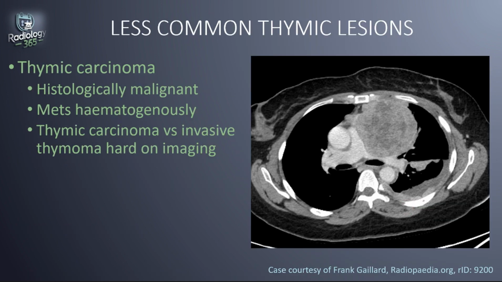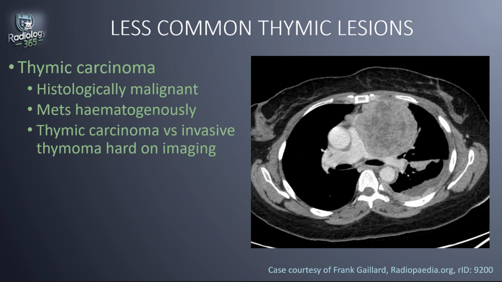Next, we'll talk about some less common thymic lesions. We'll start off with a thymic carcinoma. Now, unlike a thymoma, thymic carcinoma is histologically malignant, very aggressive, and it often metastasizes hematogenously, unlike the drop metastasis that we see in invasive thymomas. In thymic carcinomas, it metastasizes hematogenously to lungs, liver, brain, and bone. The prognosis is very poor.